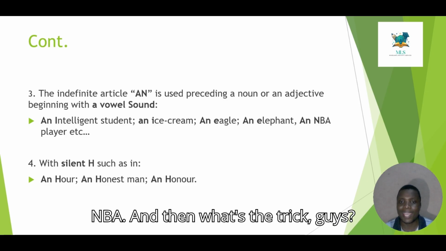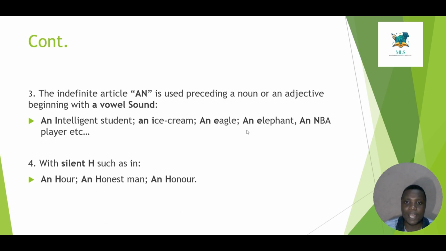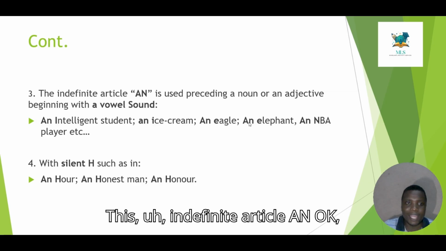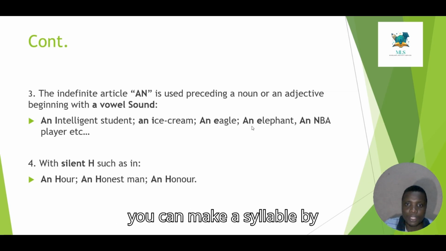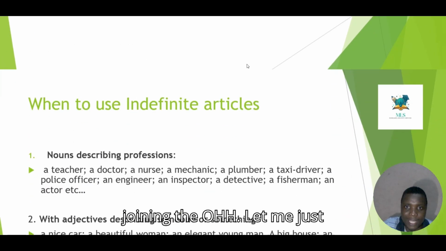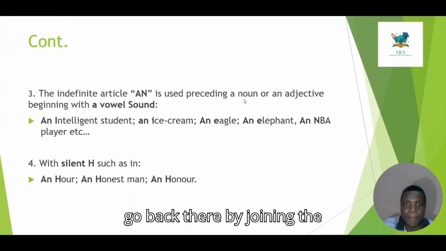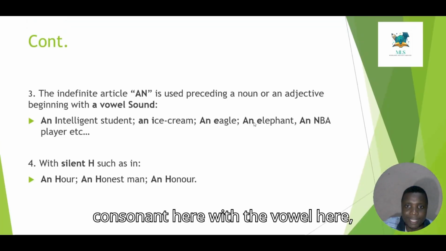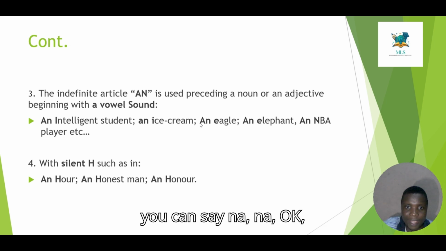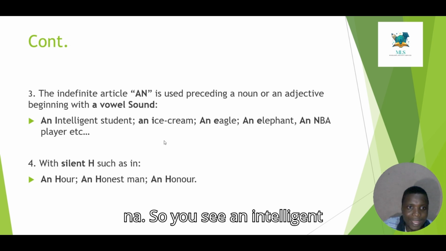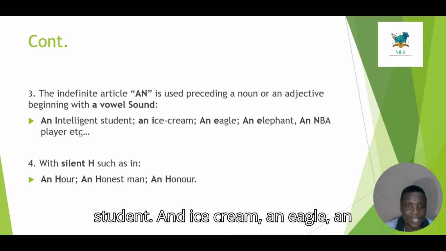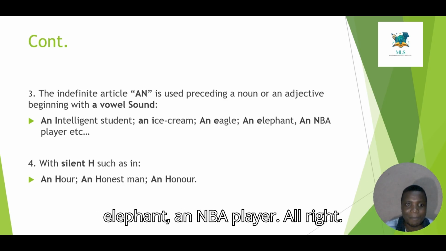Say "an NBA". And then what's the trick, guys? With this indefinite article AN, you can make a syllable by joining the consonant here with the vowel here. You can say "an", "any". So you say "an intelligent student", "an ice cream", "an eagle", "an elephant", "an NBA player", right?